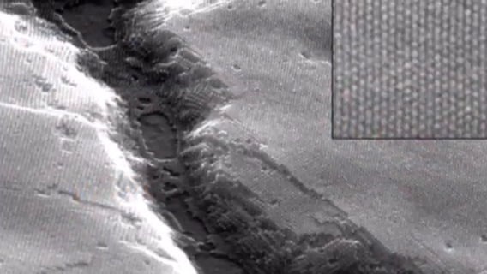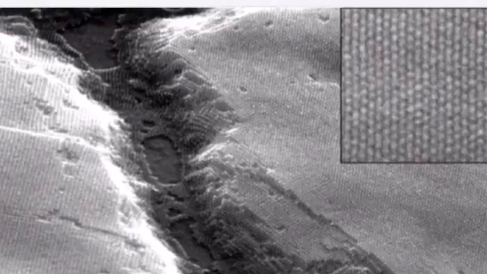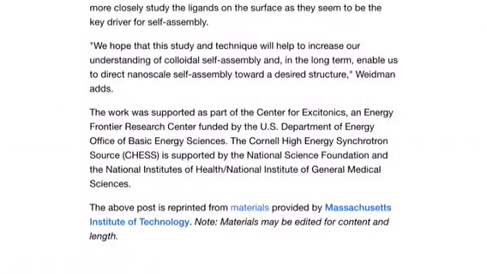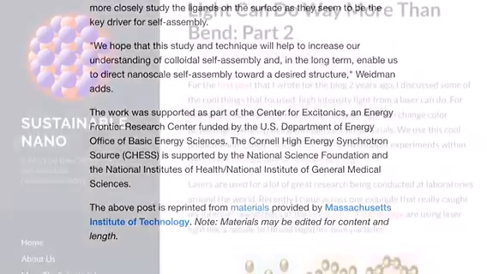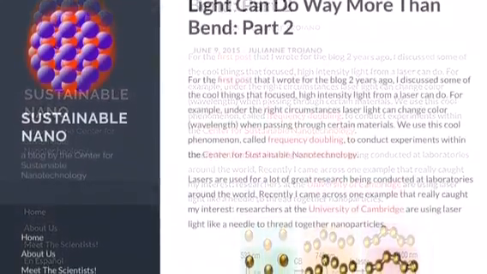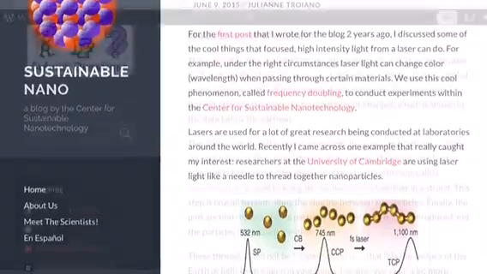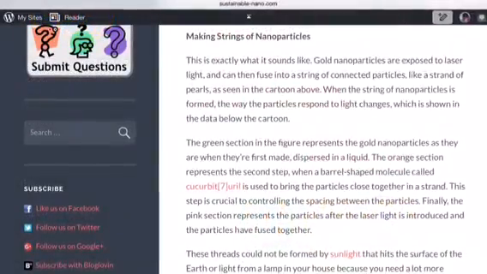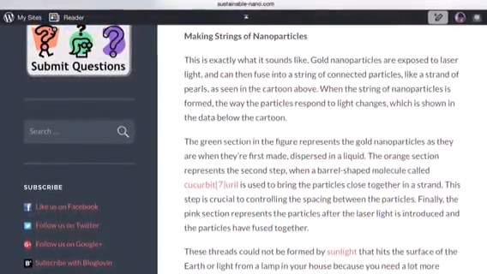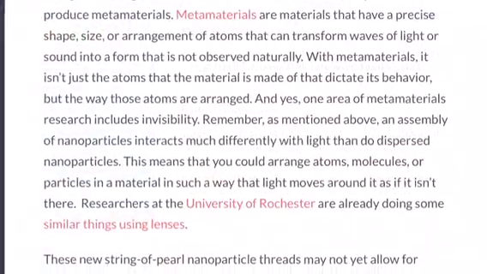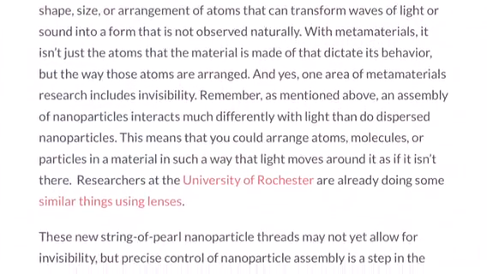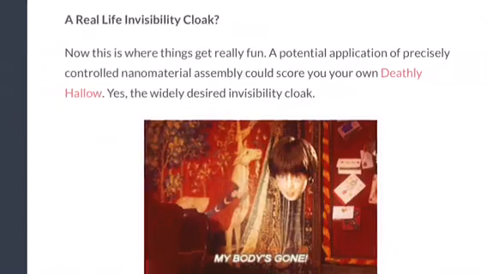This was published in March of 2016, funded by the U.S. Department of Energy. Finally, they're seeing that nanotechnology can do way more than bend light. It can create structures like lattices, superlattices as they call them, and they can perhaps cloak a sun.